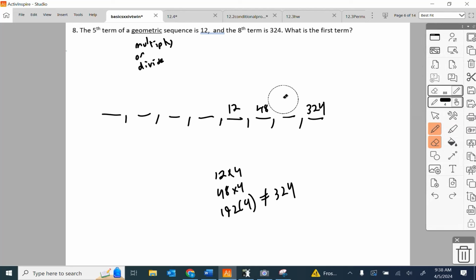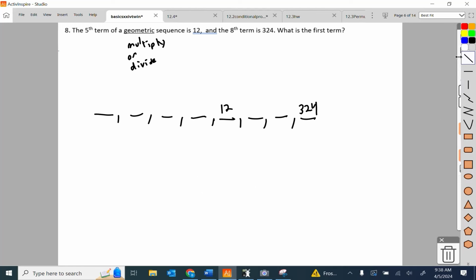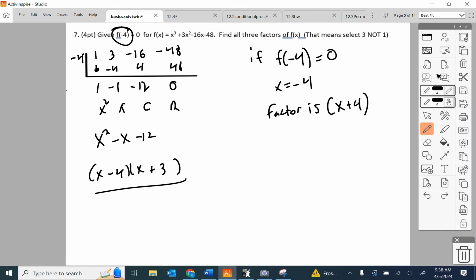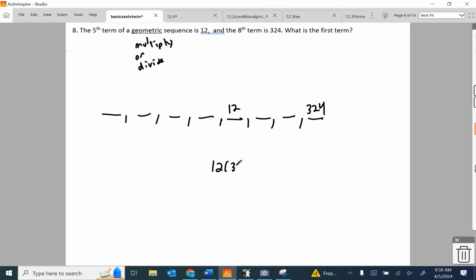There's ways of doing this with formulas, but this is just basic trial and error. Now, I happen to know, because I made the problem, obviously, that the answer is 6. Sorry, it's not 6. The answer is 3. 12 times 3 is 36. 36 times 3 is 108. And it turns out that 108 times 3 is 324. So now I know how to work right. I'm going to work left.